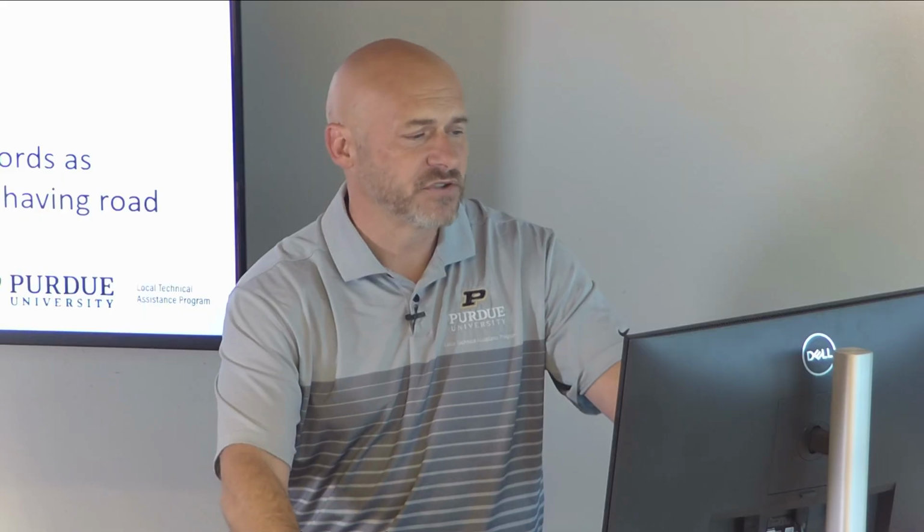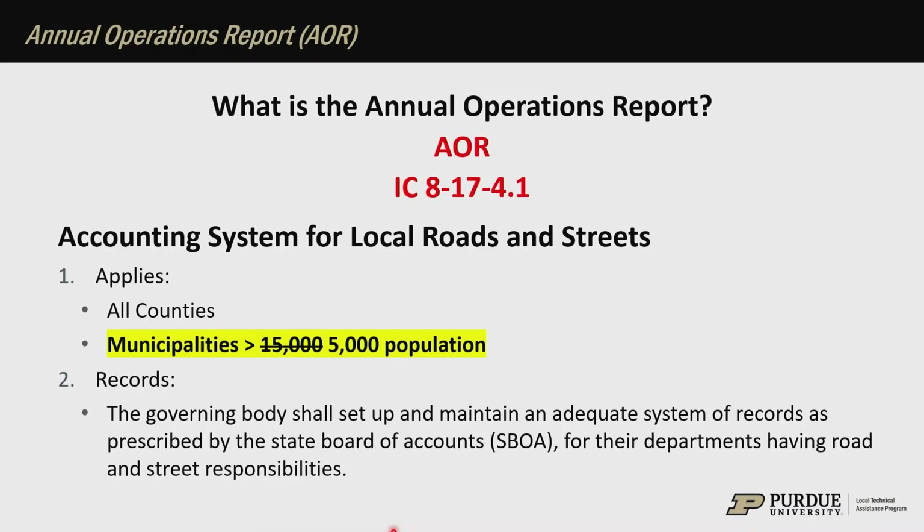I've been getting a lot of calls on it, so I thought it'd be timely to put out some information to help particularly the new communities, but also there's new people in the other municipalities and counties as well. So just to recap, this report is required. It's an accounting system for local road and streets. It applies and it's required for all counties. That hasn't changed, and municipalities with a population threshold of 5,000 people.